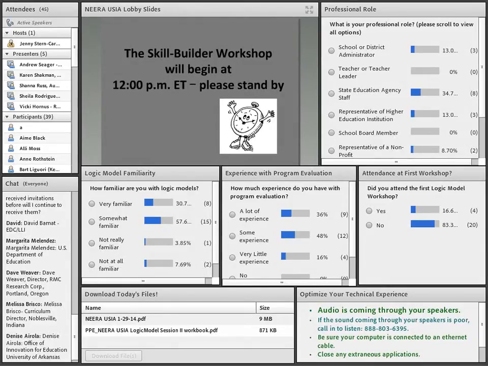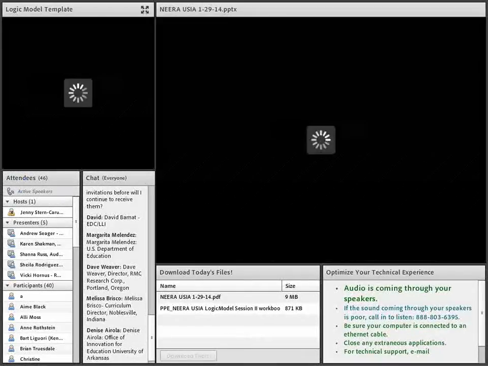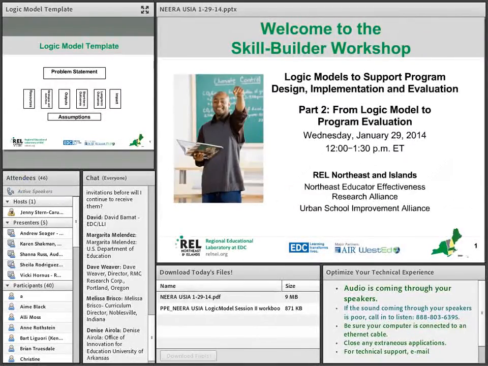Thank you, Andrew. I'd like to welcome everyone today to our session. As I was following the polls and seeing the responses, I can see that we have a wide range of participants, people who attended the first session in logic models, those who didn't, people who are quite familiar with logic models and those who are not so familiar, folks who have a lot of experience with conducting program evaluation, and folks who are new to it. So we hope that for all of you there will be some piece of this presentation today that will reach you where you are and give you something that you need to move forward.